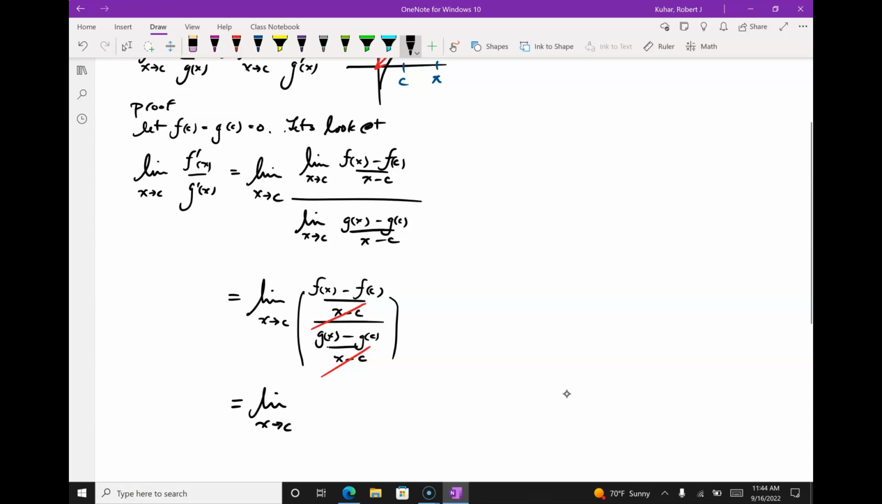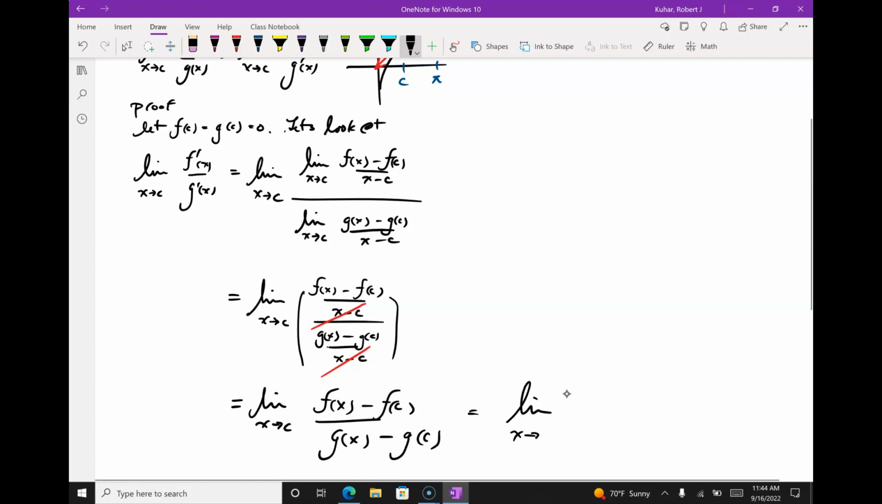So what do I get now? I get f of x minus f of c all over g of x minus g of c. But we know something about f of c and g of c. They're 0. So I get the limit as x goes to c of f of x over g of x. That's what I wanted. And so usually at the end of a proof, we say something like QED. It's Latin for I told you so. Quod erat demonstrandum. So there it is.